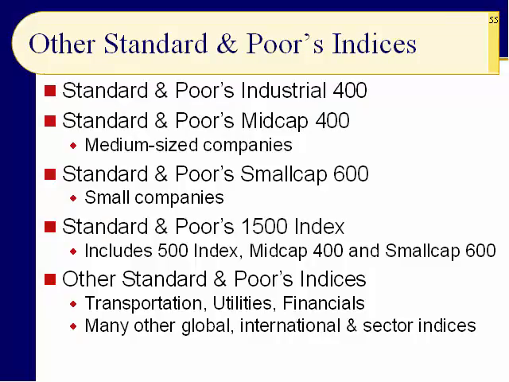And of course, Standard & Poor's has dozens and dozens of other indices. The mid-cap 400, the industrial 400, small-cap 600. You put the S&P 500 and the mid-cap 400 and the small-cap 600 together, and you get the 1500 index, and then the transportation, utilities, global, international sector indices. Nobody ever consults these, but it's nice to know that they're there in case you ever want to. Yes, make sure you know this S&P 500.